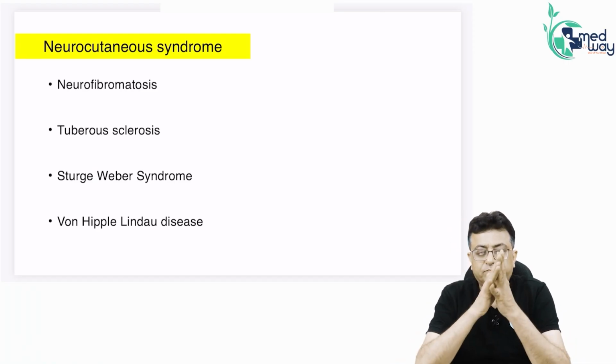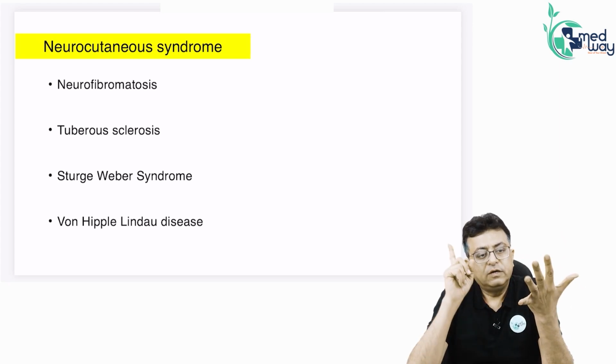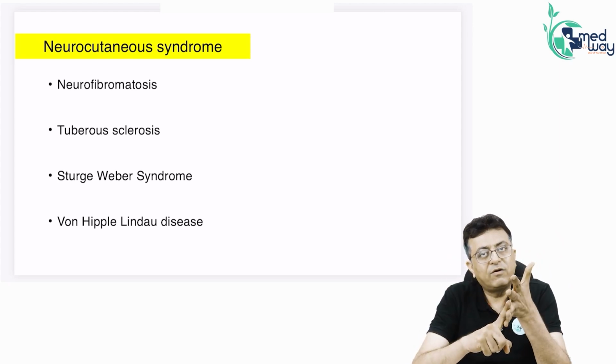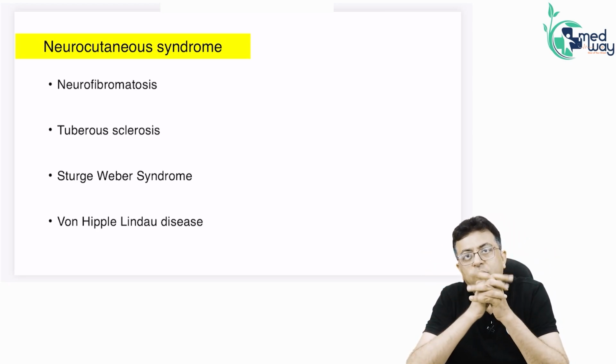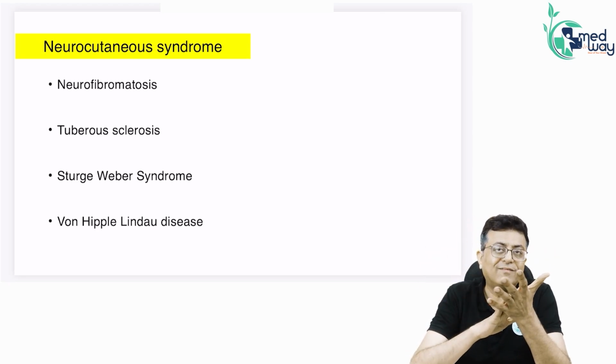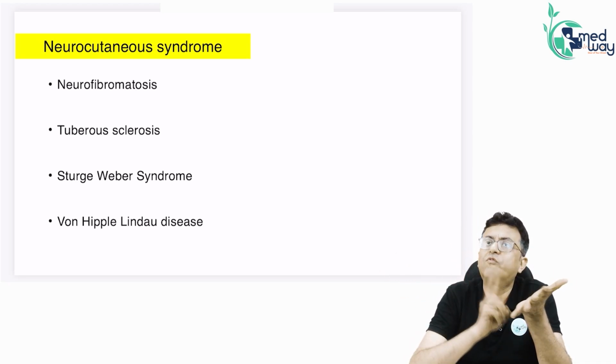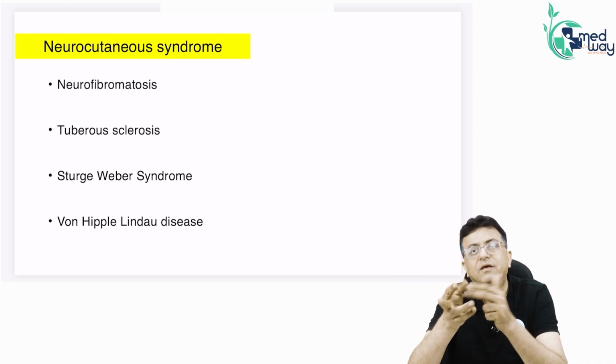Now, neural tube defect over, neuronal migration defect over, hydrocephalus associated syndrome, Arnold-Chiari type 1, Dandy-Walker over, seizure over. In seizure, we read in detail what is focal seizure, what is generalized seizure.